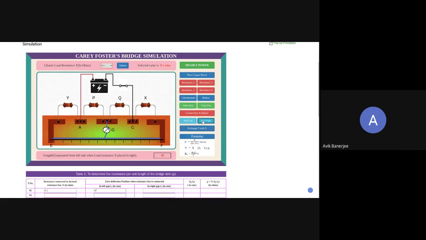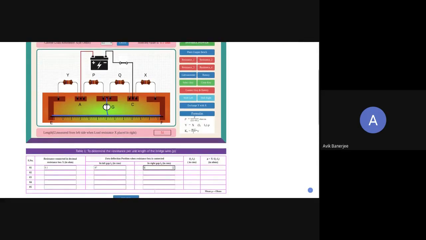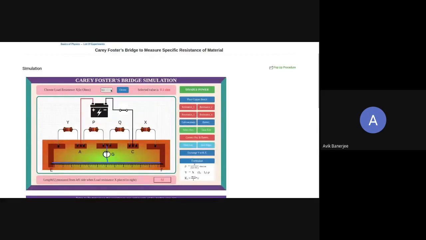So now I have to shift that right. Look, at that particular point, it is showing no deflection. So this is 51. So I'm going to write 51 here. Okay. So now I'm going to choose another resistance 0.2 for X. Then I have to click on choose.